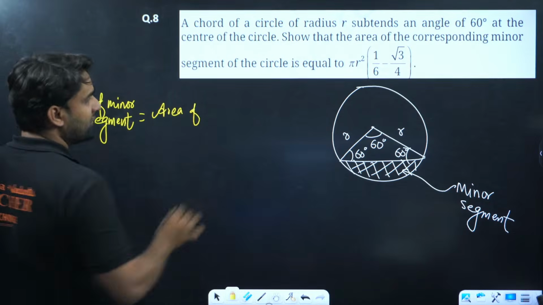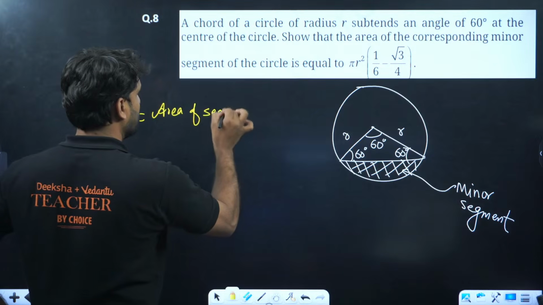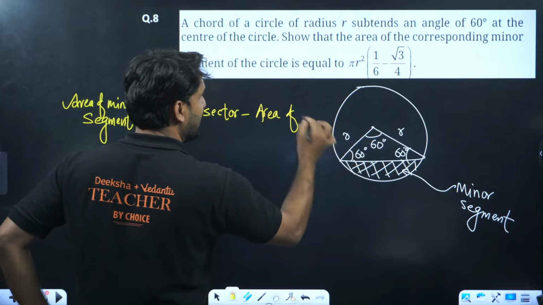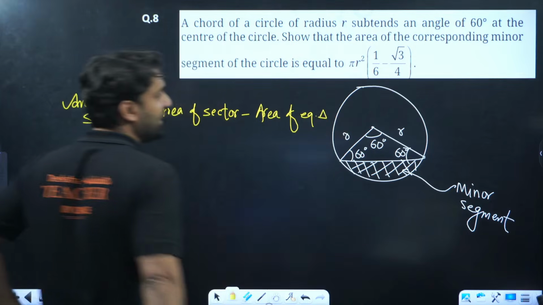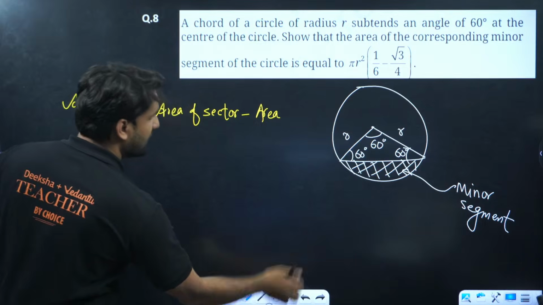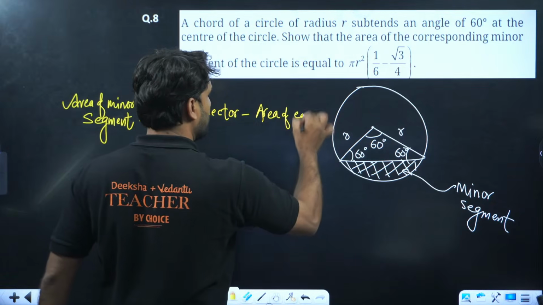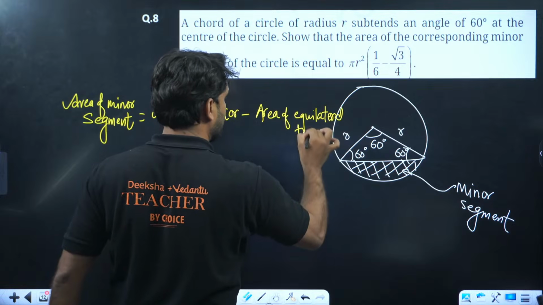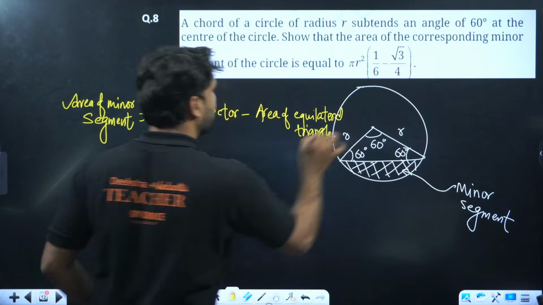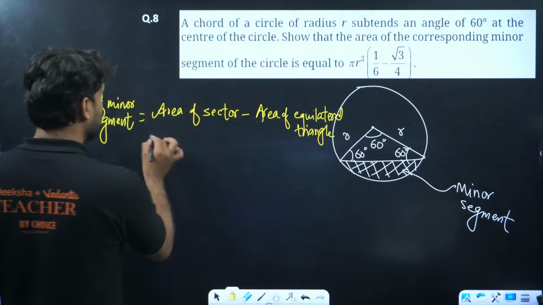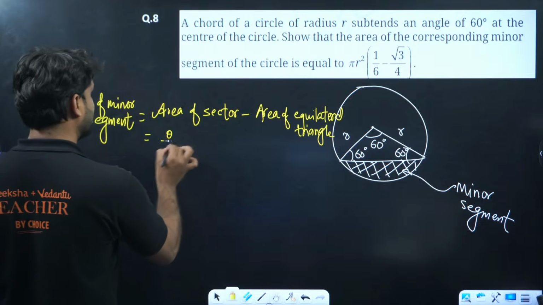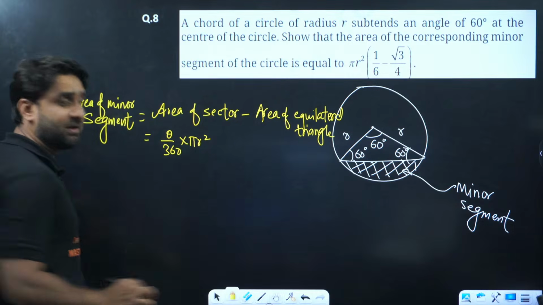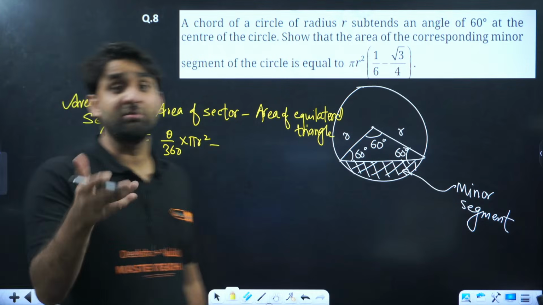Area of sector minus area of equilateral triangle. Let me write it in complete form. Area of equilateral triangle, right? So the area of the sector will be theta by 360 pi r square. This is the formula for the area of a sector, minus the area of the triangle, root 3 by 4 a square.